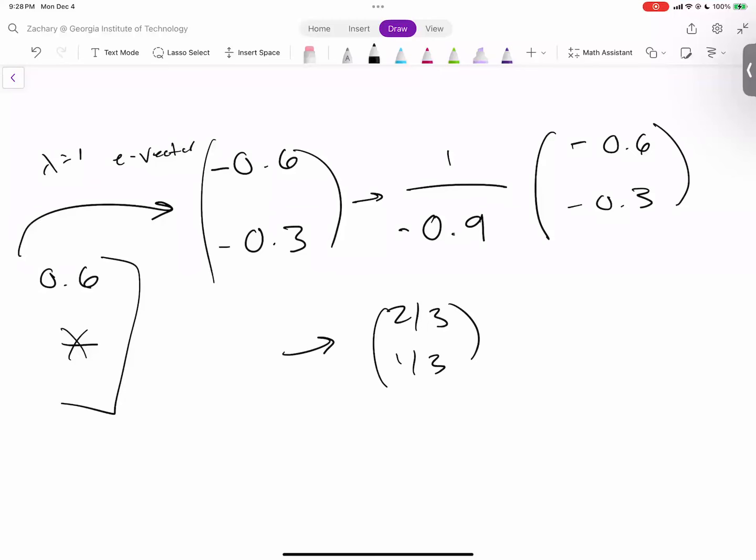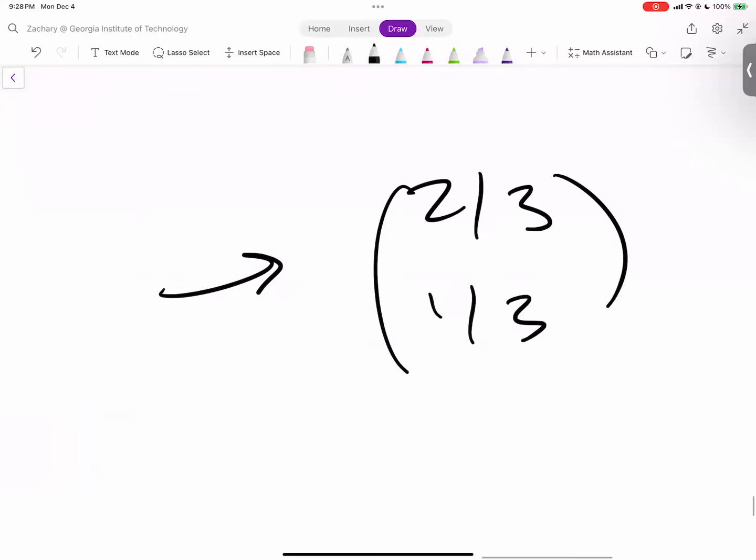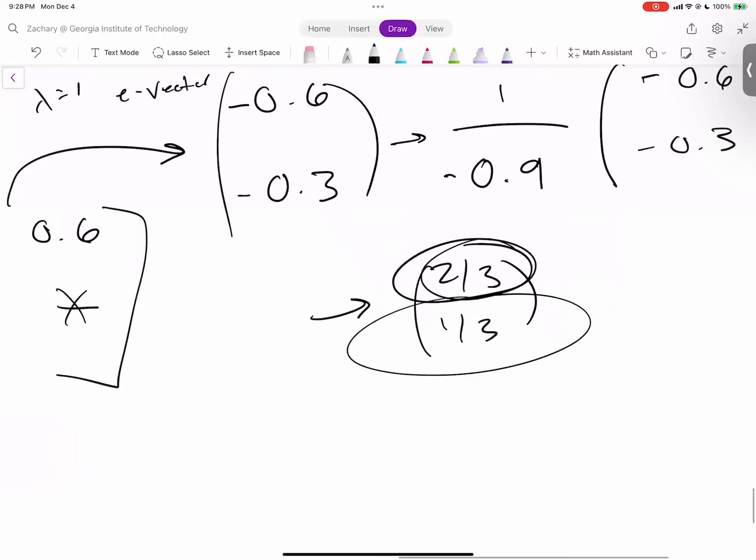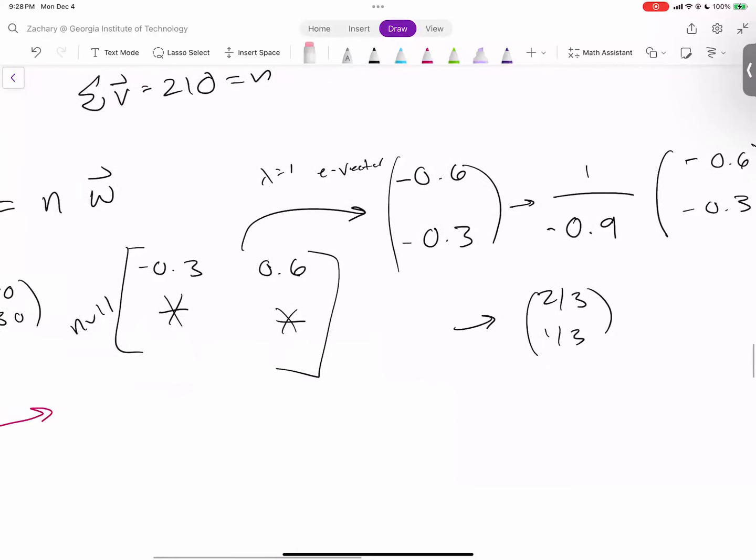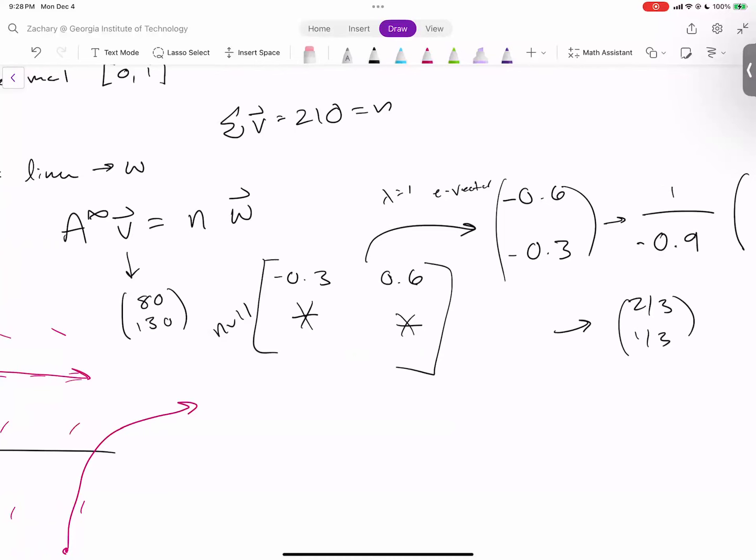Whatever number of people I start with, 2/3 of them will end up in A, and 1/3 of them will end up in B. So as we go to infinity, we use this here, and this is now equal to 210 times 2/3, 1/3, which gives me 140, 70. That's how we would solve a problem like this. As time goes to infinity for the system, 140 people are going to be going to restaurant A or drinking soda A or doing whatever, and 70 people are going to be going to restaurant B. Any questions on this?